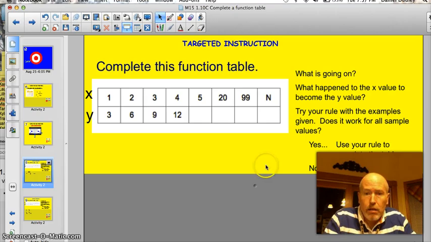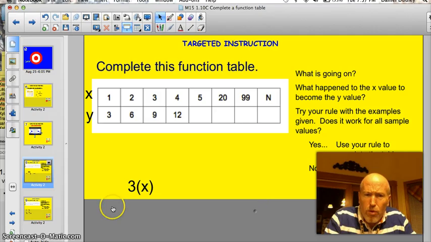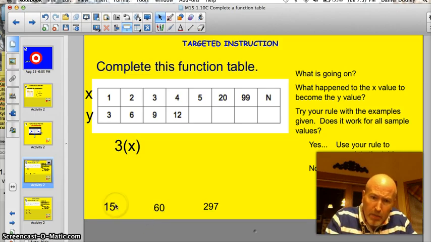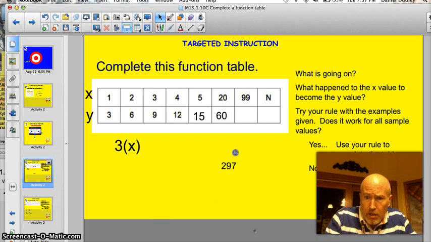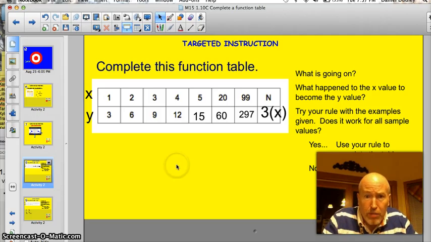I'm back. If you said your rule was taking everything times 3, you did pretty well because that's what the rule is. You multiply the x by 3, just like in that last table. So 5 times 3 would be 15, 20 times 3 would be 60, 99 times 3 would be 297. And really what they're asking for when they're asking you for what the rule is, that's not the point of our target today. We're just trying to figure out how to plug in values to complete it. All right?